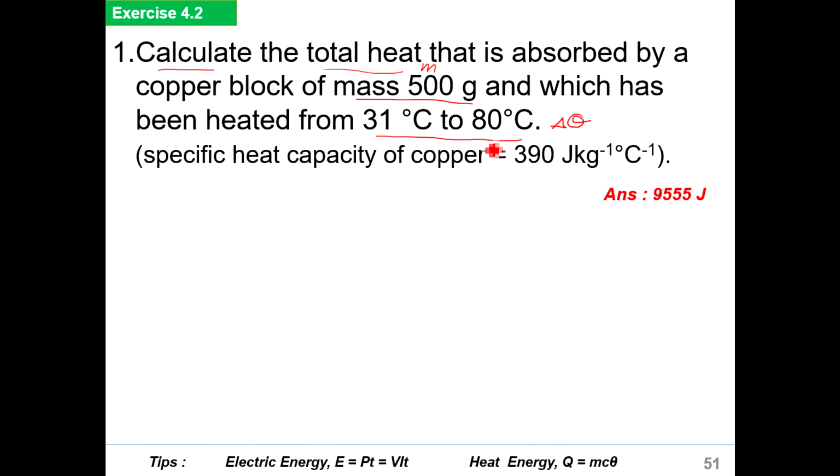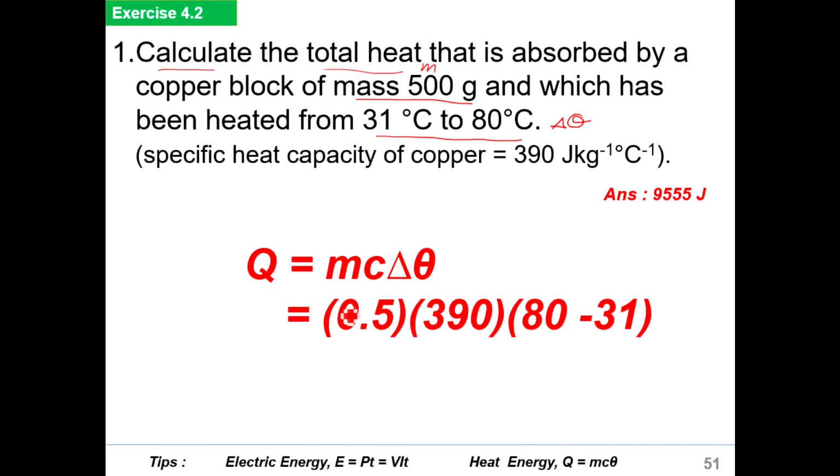What formula should we use to determine the total heat absorbed? Yes, we use Q equal to MC theta. It's better for you to write the formula first like this, Q equal to MC theta. Then you substitute the value correctly. Be careful with the unit. The mass must be in kilogram. If you see here is gram, change it to kilogram. So 0.5 kilogram mass, which is 500 gram, times the specific heat capacity for copper, and then times the change in temperature.